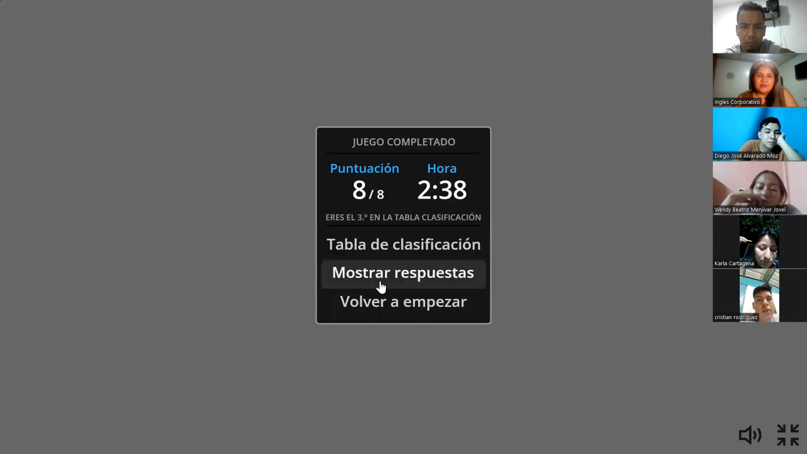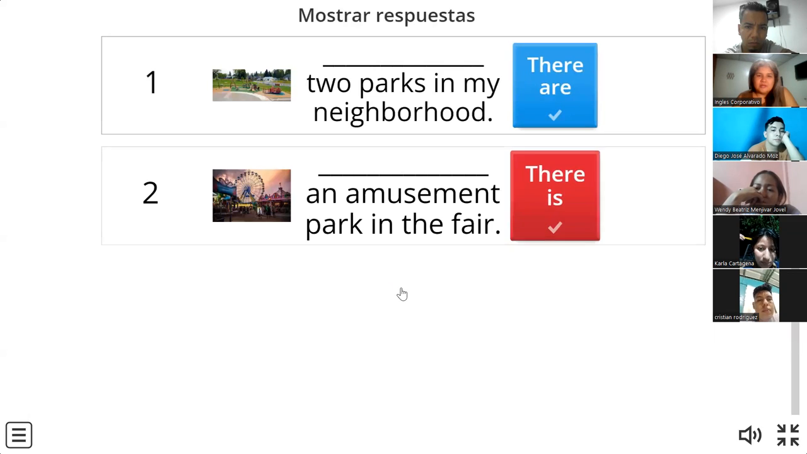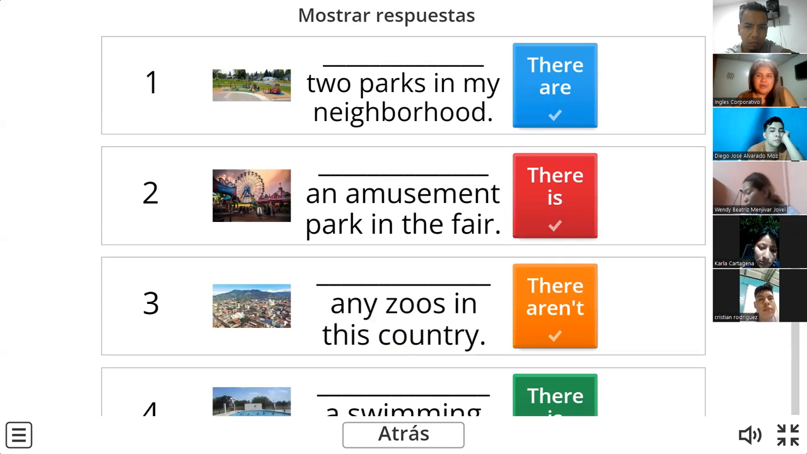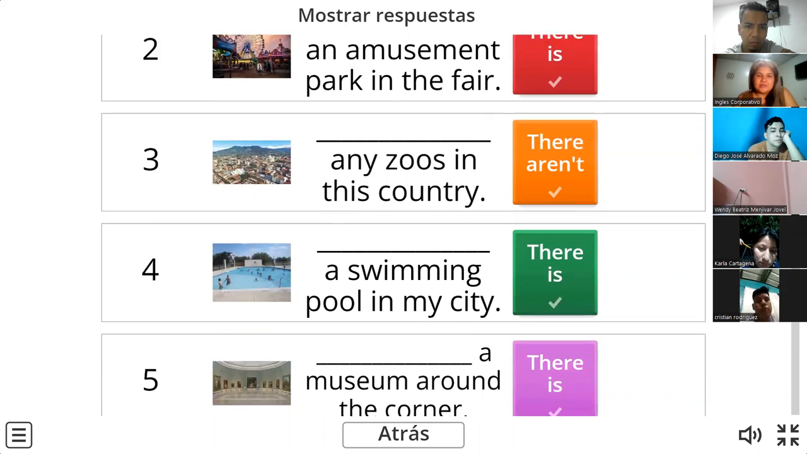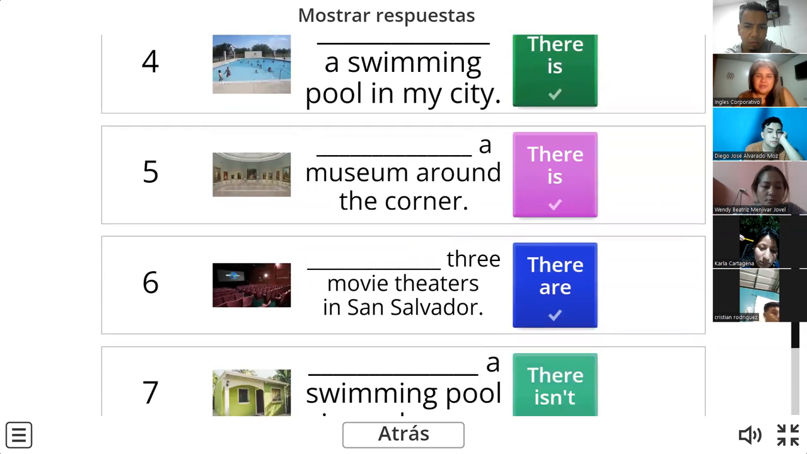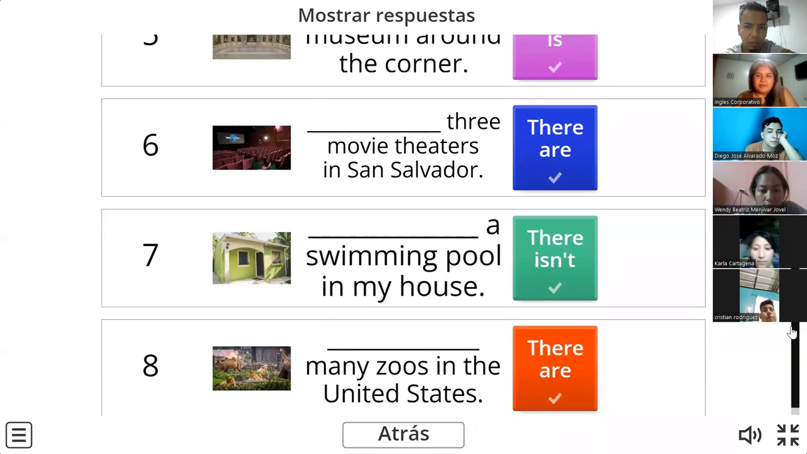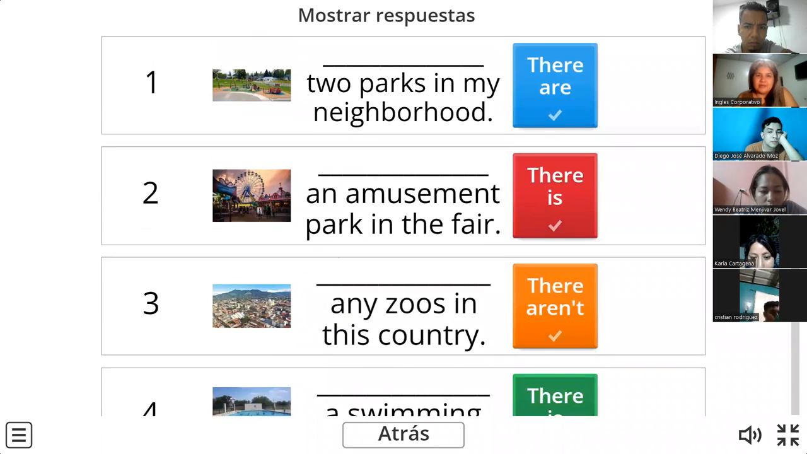Okay. Very good. So, do you have any questions about the vocabulary used in these sentences? ¿Tienen alguna pregunta del vocabulario usado en estas oraciones?